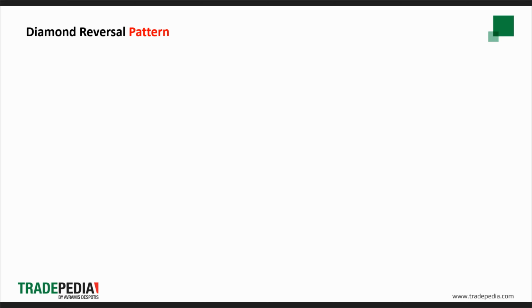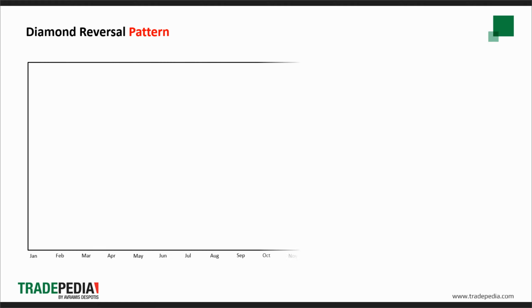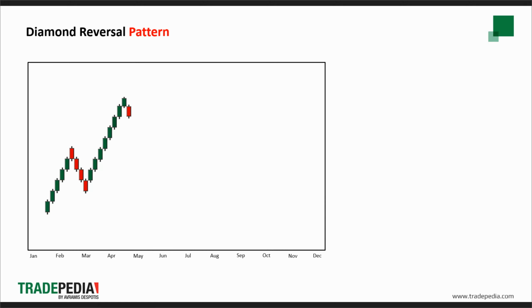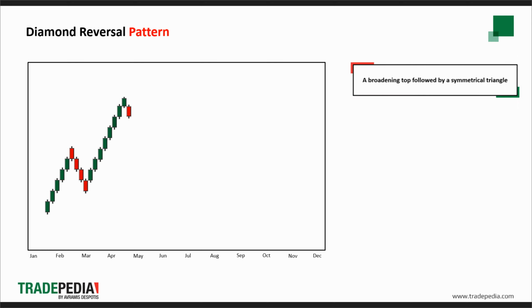I have a feeling they're just putting this into the slides to give a bit more value add. So a diamond reversal pattern is not a very common pattern. Think of it as two symmetrical triangles, one broadening and one normal symmetrical triangle. So there's a pre-existing uptrend, and then you see there's a broadening triangle.